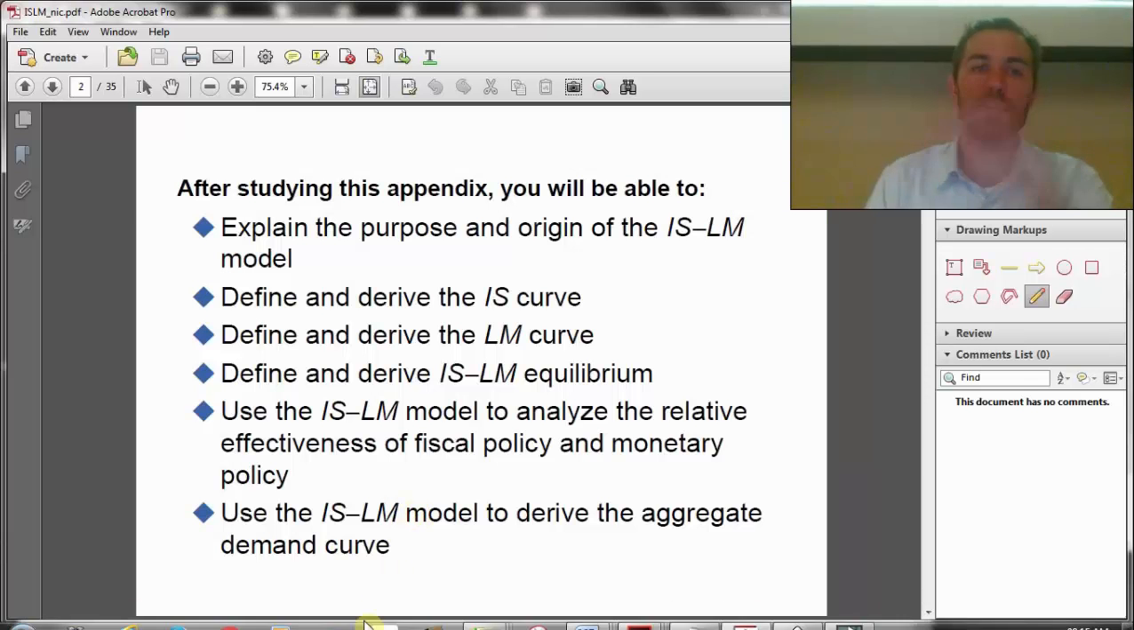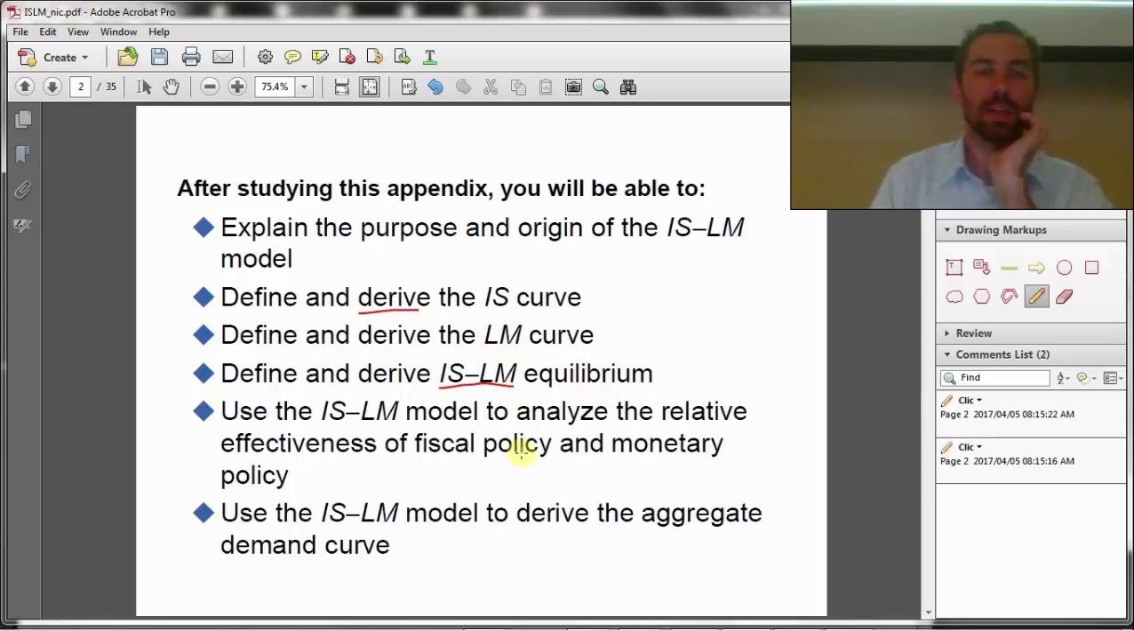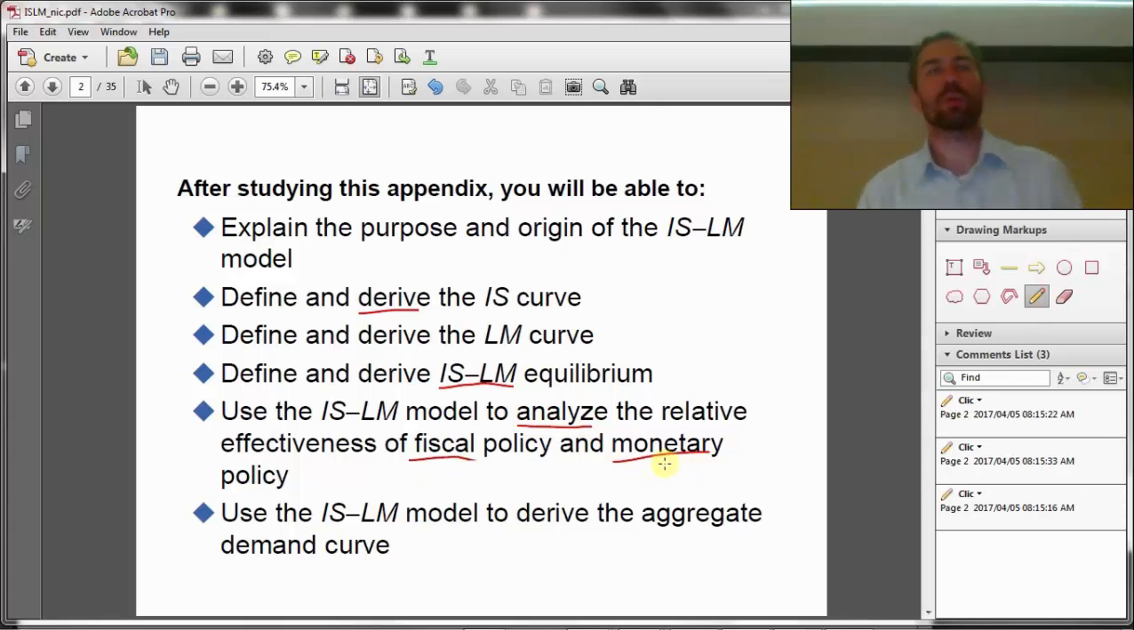So what is our ISLM model? What are we doing here? Explain the purpose and the origin of the ISLM model. Okay, we're going to derive it. We're going to first derive IS, then we're going to derive LM, and then we're going to put them together to form the ISLM. The importance of this model will be using it to analyze the effects of fiscal and monetary policy. That was what it was originally essentially put together for.